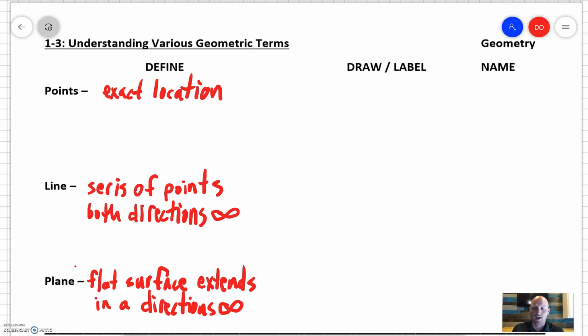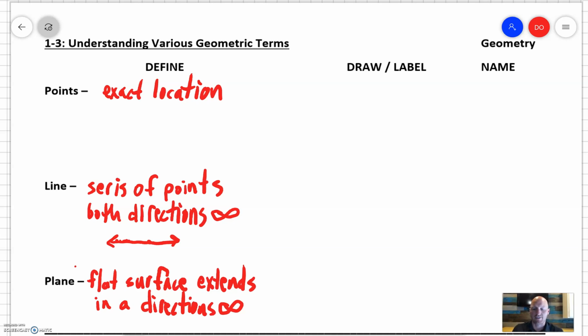So here we go. I have a couple definitions of some basic terms that we will use pretty much daily. The definition's quick. A point is an exact location. Anywhere in space you can plot a point. A line is if you put a bunch of points together and start putting dot after dot after dot, continuously filling a series of points, you eventually get a line. And I have arrows on the end because it extends in both directions infinitely.